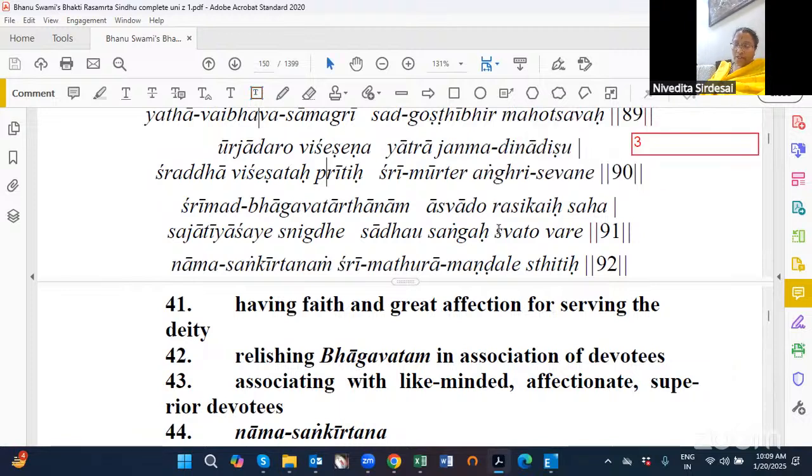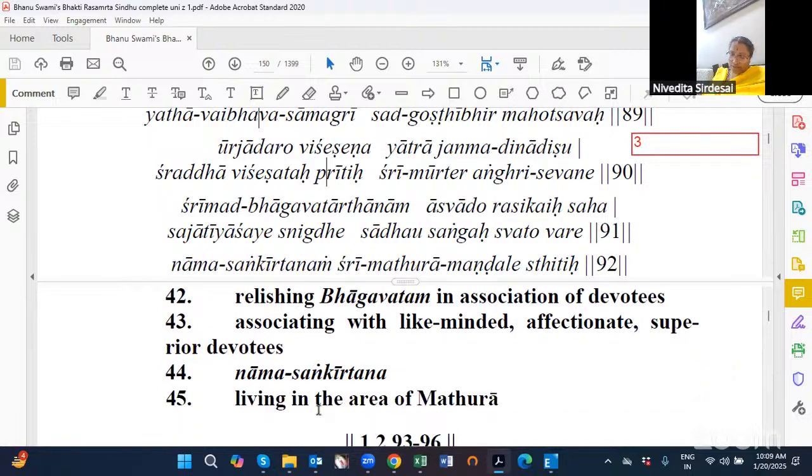Srimad Bhagavatarthanam Asvado Rasikaisaha. Sajatiyashaye Snigdhe Sadhau Sangasvato Vare. That means relishing Bhagavatam in association of devotees. Then associating with like-minded, affectionate, and superior devotees.